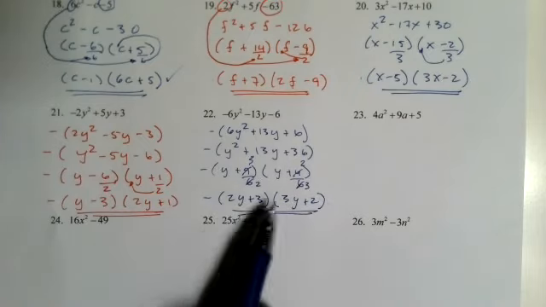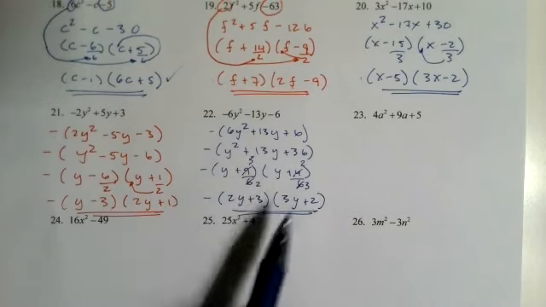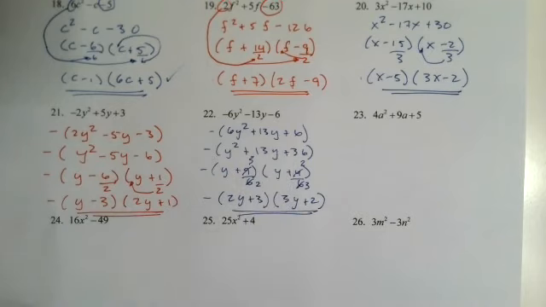Don't forget to go here. 2 times 3 is 6y squared. 9 plus 4, 13y. 3 times 2 is 6. There it is.